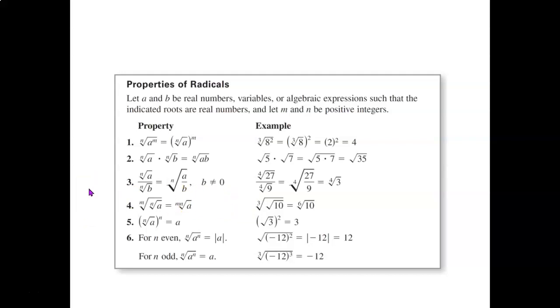Now, I'm going to end this video here and then come back in the next video, the next part of my coverage of section P2, and we'll do some simplifying of radical expressions, which is one thing that you need to know how to do.